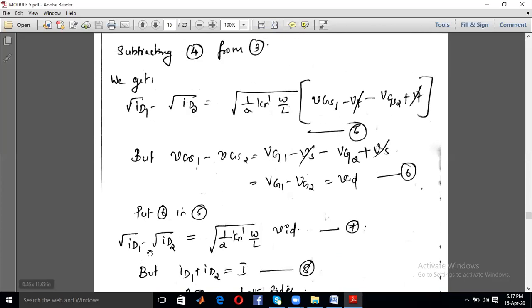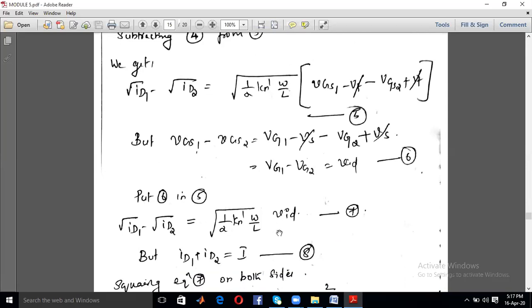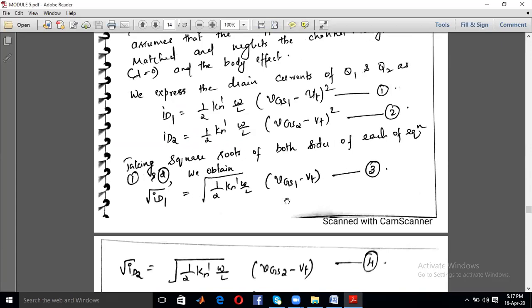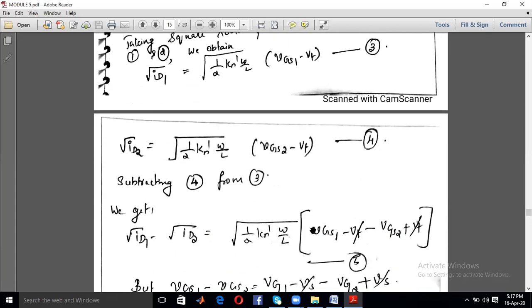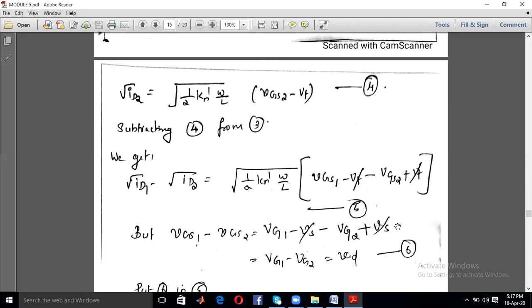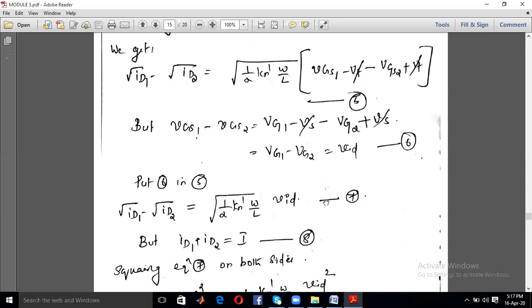So equation number 5 will go like this: root of ID1 minus root of ID2 is equal to square root of I by 2 kn dash W by L into VID, because VG1 minus VG2 is now VID only. Understood till equation number 7? You have any doubts? So what I did is, first I wrote two equations for ID1 and ID2. Next, I took the square root on both sides, then subtracted the two equations from each other, took the common factor from the right side, then replaced VGS1 and VGS2 as VG1 minus VS and VG2 minus VS, so that VS will get cancelled. So the remaining answer in the bracket will become VID. So that is equation number 7.